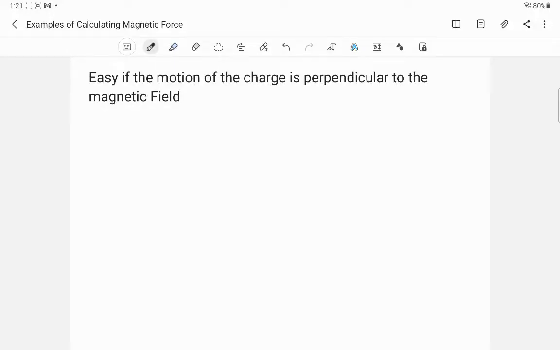In this video, I would like to show you some examples of calculating the magnetic force on an electric charge. It turns out it's really easy if the motion of the charge, that is the velocity of the charge, is perpendicular to the magnetic field, right? The magnetic field itself is a vector. So when the velocity of the charge is perpendicular to the magnetic field, the force law is really easy actually.